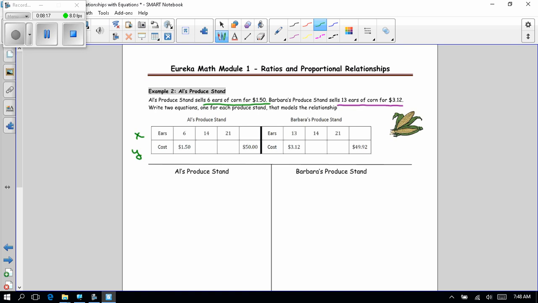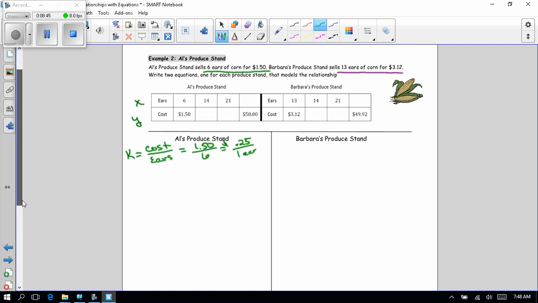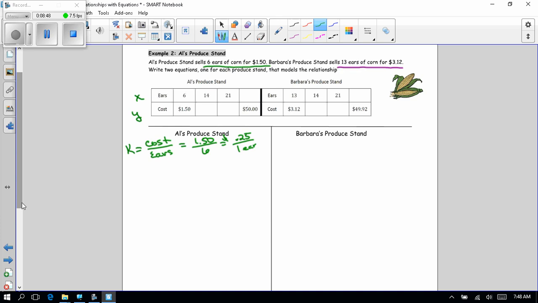Let's find our constant of proportionality. Right, we're going to take cost and put it over the number of ears. Our cost is $1.50 for 6 ears of corn, or 25 cents for 1 ear. Right, 25 cents for 1 ear of corn. Well, now I can use that to figure out 14, 21, all the other numbers.